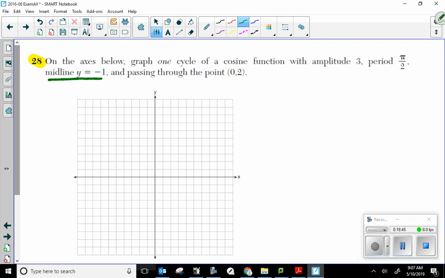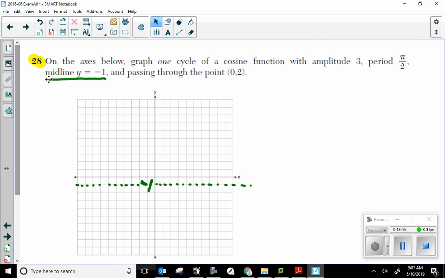The midline is y equals -1. Here's a -1 on the y. This little dashed line is going to be my midline. When I'm all said and done, I'm going to erase that because I don't want to make it look like I have an asymptote or something on my graph. That's just for reference sake.